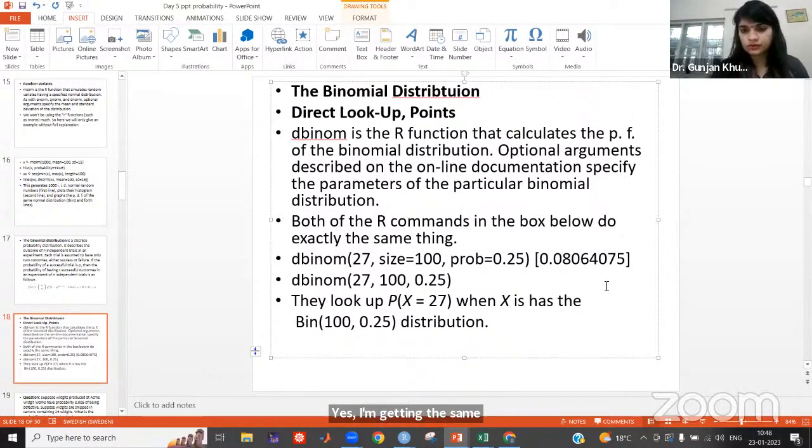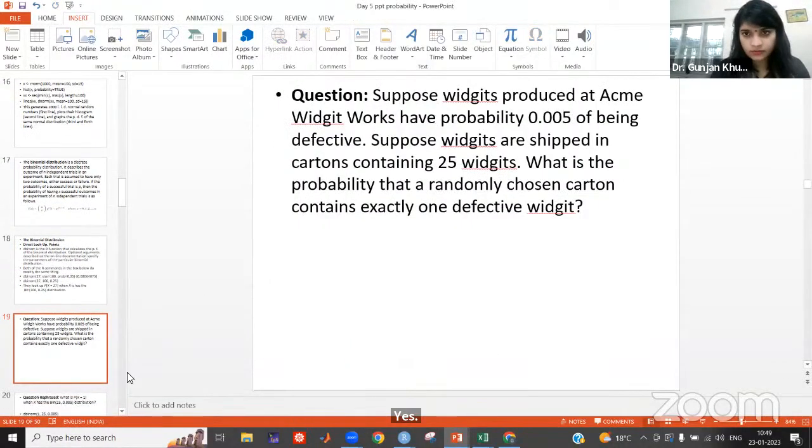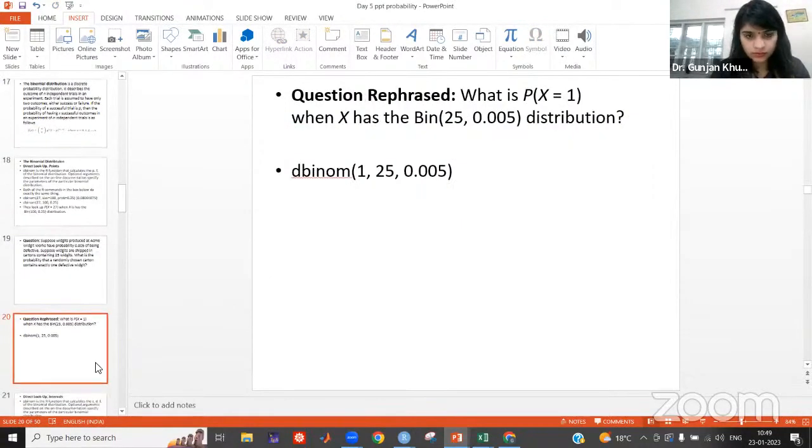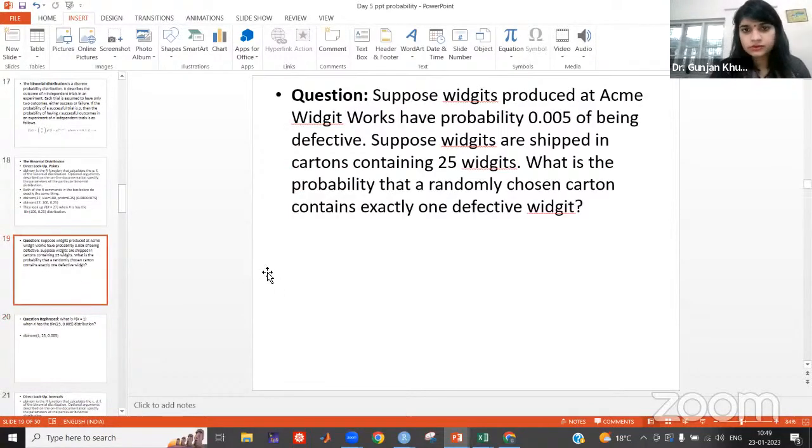So R can be used to calculate probability mass functions, and these involve very heavy calculations. You have to use some online probability mass function calculator, or you can use R also.